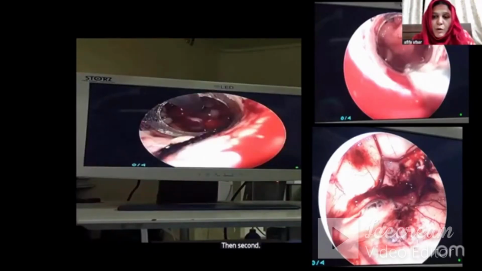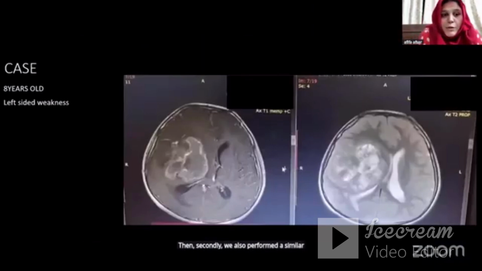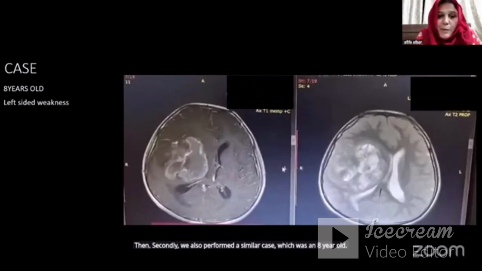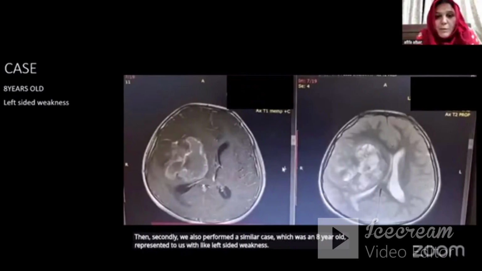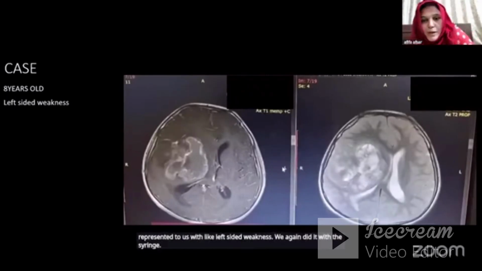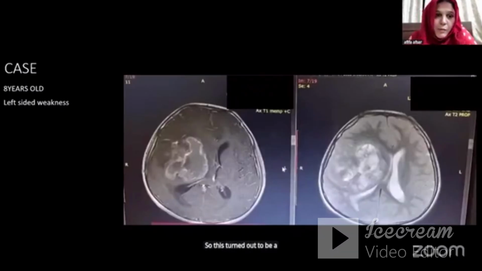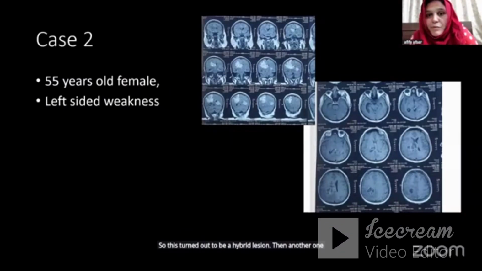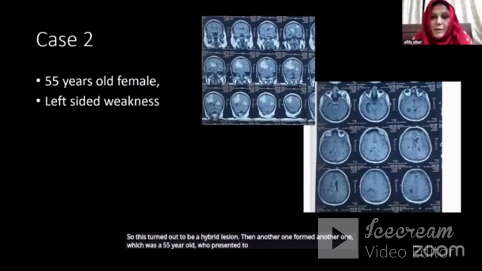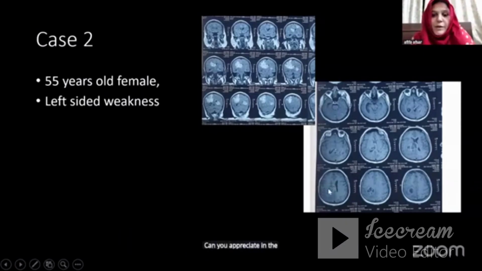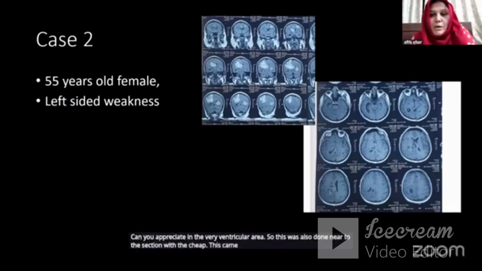Secondly, we also performed a similar case on an 8-year-old who presented to us with left-sided weakness. We again did it with the syringe port. This turned out to be a high-grade lesion. Then we performed another one on a 55-year-old who presented again with left-sided weakness. There was a deep-seated lesion you can appreciate in the periventricular area. Near total resection was achieved. This came out to be GBM grade 4.